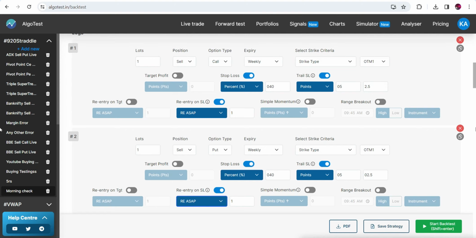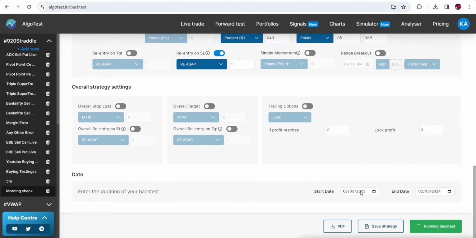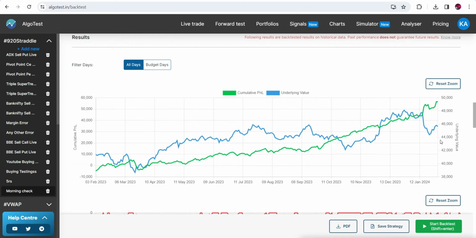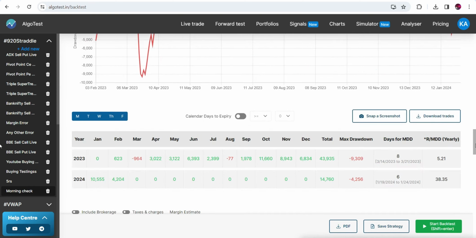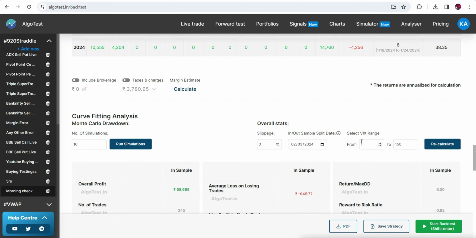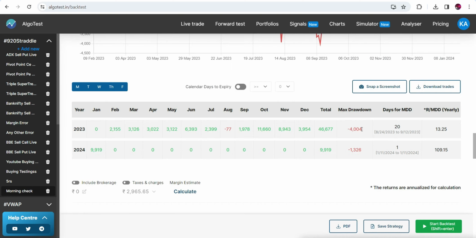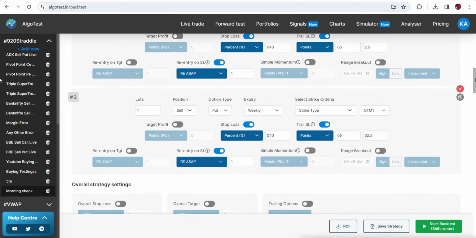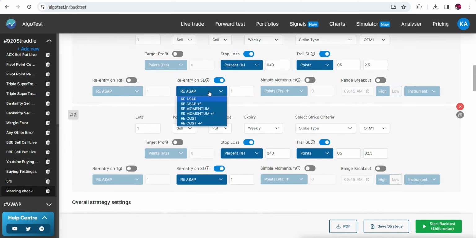So let's backtest this to see if this strategy is profitable or not. We are backtesting on 1 year of data from 2023 to 2024. Let's see if it is profitable or not. So here are the results. Yes, it is profitable and drawdown is also less. So we can also apply a VIX filter. If I enter 1 to 14, let's see if the result improves. So here you can see that drawdown reduced a lot. So this is how you can create a strategy using the ASAP feature.